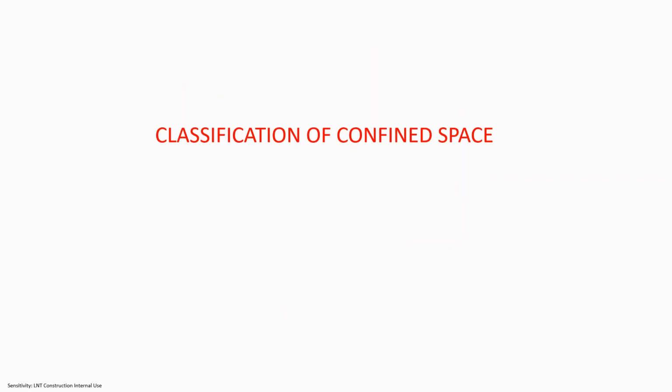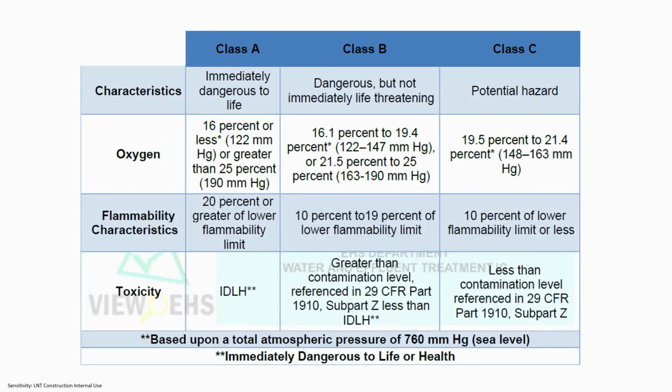But today we will discuss the classification of confined space. So why should we classify the confined space area? Because it is to ensure the hazardous level or the hazardous condition inside the confined space. So let me start. Let me classify the confined space into three classes: class A, class B, class C. These classifications are based on four parameters: toxicity characteristics, oxygen level, and flammability characteristics.